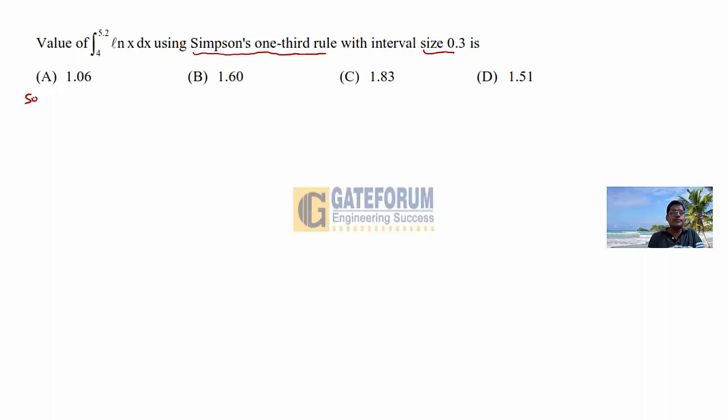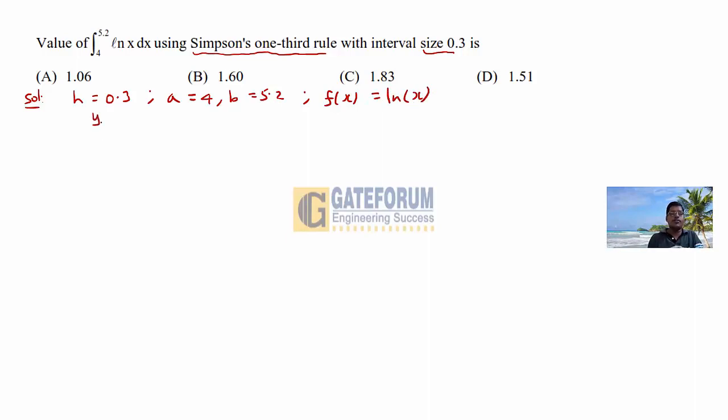So now the data: the subinterval length is usually denoted by h, 0.3. The lower limit is not required to write because h is already known. If the h value is not given, then the formula for h is b minus a by n, where b is the upper limit, a is the lower limit. And the integrand is denoted by f of x. That is the natural logarithm, log x.